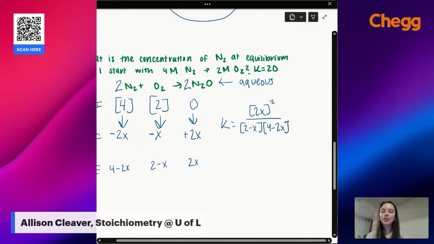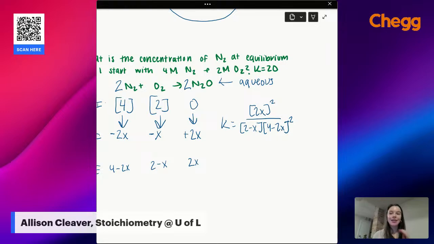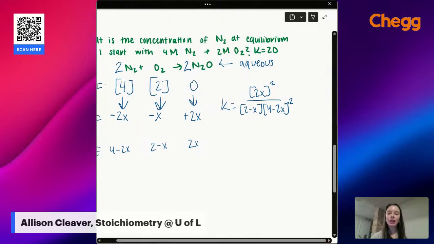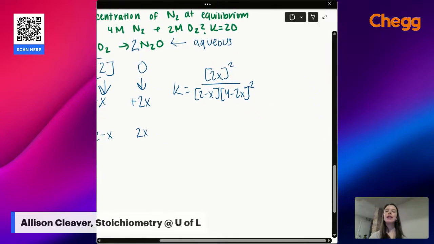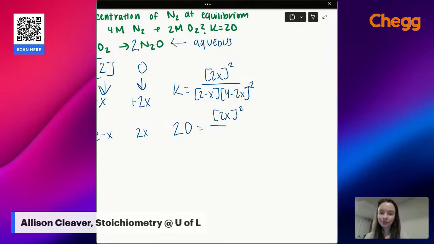All right, if you said I forgot the exponents, you're absolutely correct. I have to put my 2 in my exponents. That way, I can make sure I'm accounting for that rate of reaction change and getting that K value correct. So now we know that K equals 20, so we can set 20 equal to this whole thing. Yes, good job, Estefan from YouTube, K equals 20 is absolutely correct.